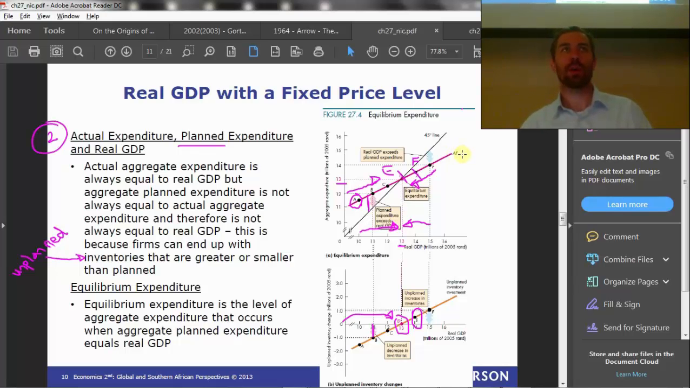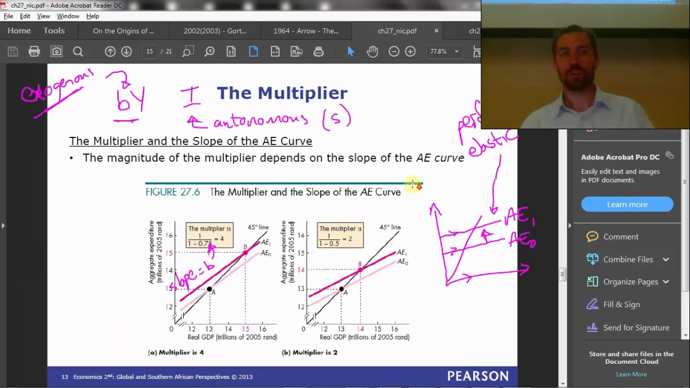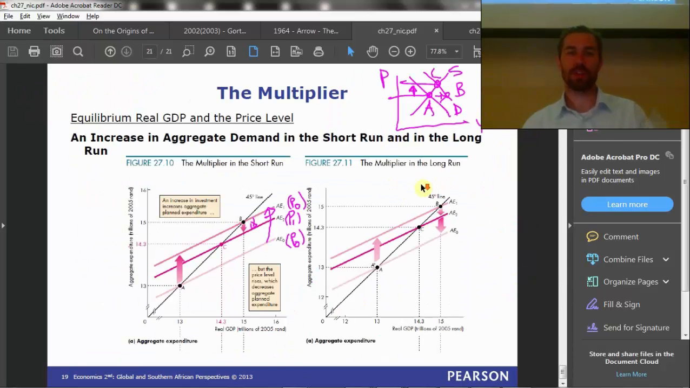Without worrying about any kind of change in prices, what happens if we are not at equilibrium is that we have a change in output through things like inventory adjustments. There was also a multiplier effect that we looked at, and that was pretty much everything in this chapter.